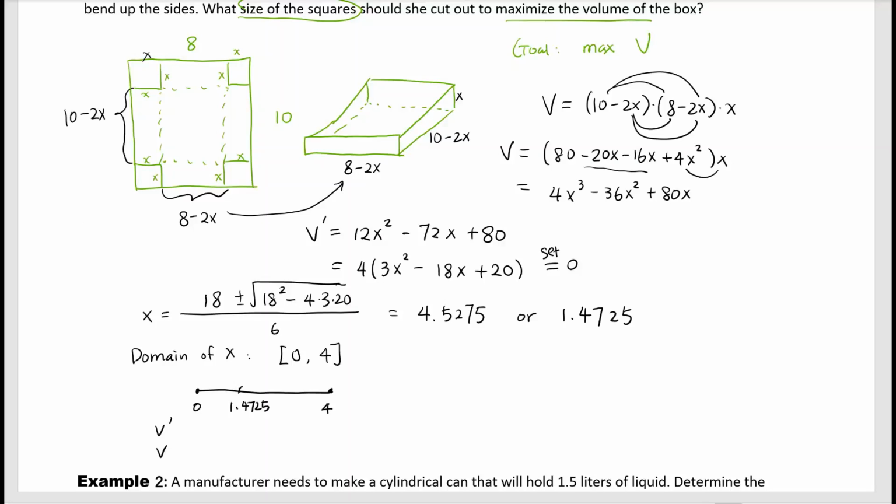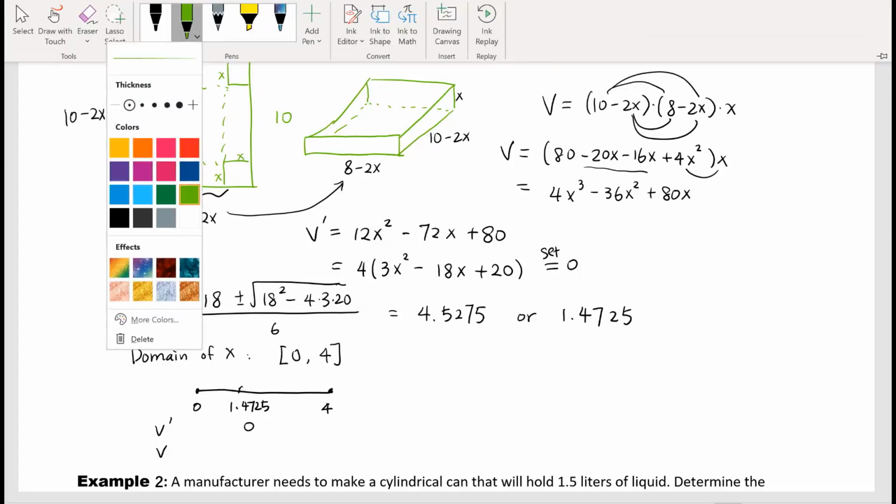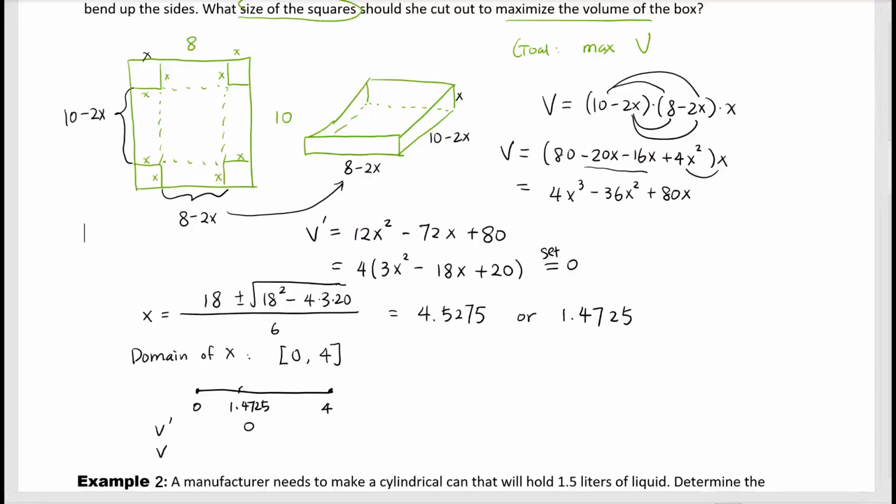At the critical point, v prime is 0. This is how we get this critical point, right? We set the derivative equal to 0. Okay, and then on this piece, let me use a different color. Here we want to talk about plus or minus, right? Here we want to talk about increasing and decreasing. Okay, so what do we put here? Well, do we have a point in this range? Yes, 0. So when we plug in 0 into the v prime, what do we get?